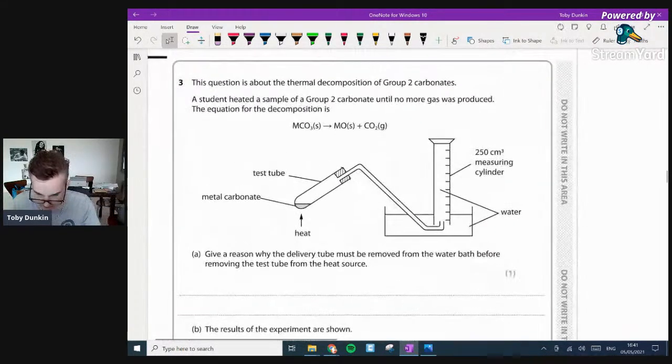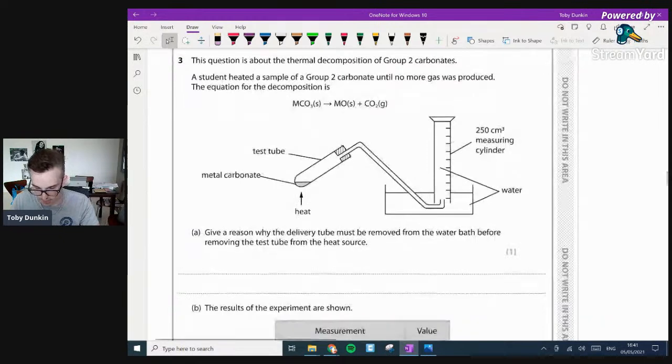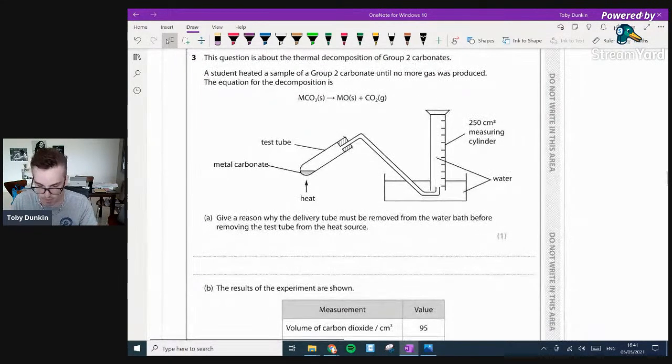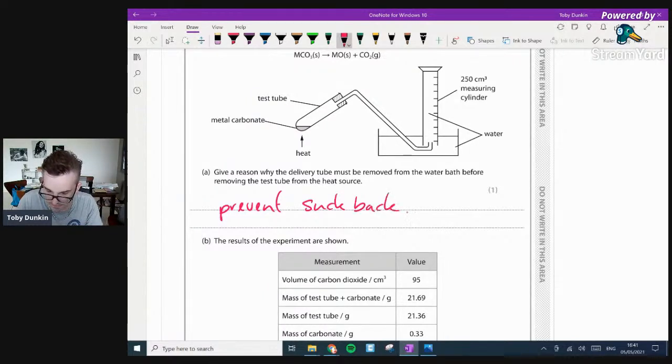Next. Okay, this question is about thermal decomposition of group 2 carbonates. So we're going to heat them up and they're going to decompose to produce the metal oxide and carbon dioxide. Give a reason why the delivery tube must be removed from the water bath before removing the test tube from the heat source. To prevent suckback. Prevent suckback. Sorry, it's a horrible sentence, horrible thing, isn't it?